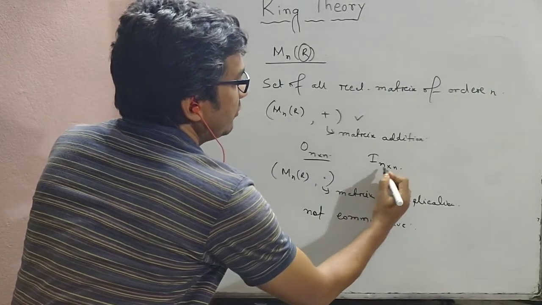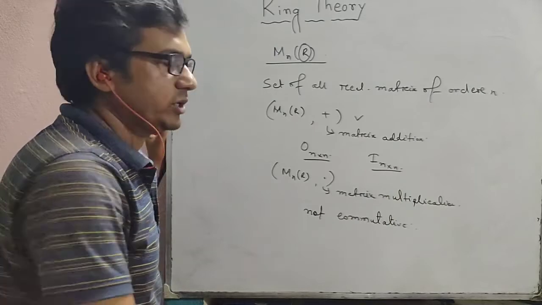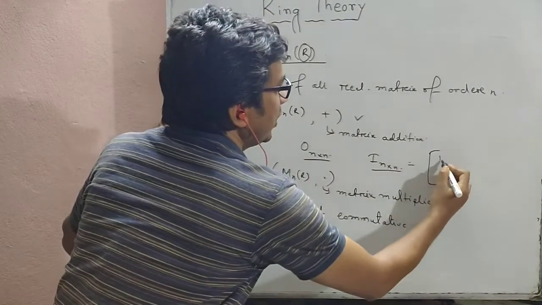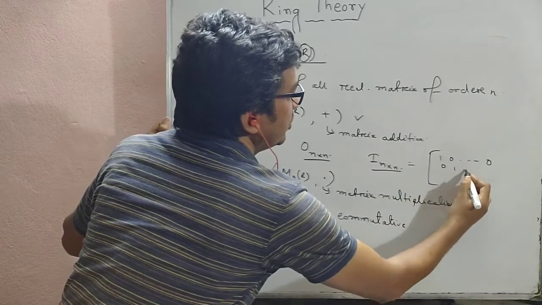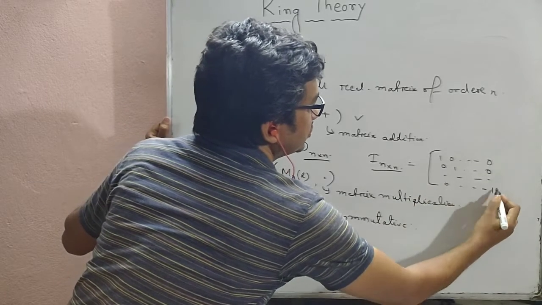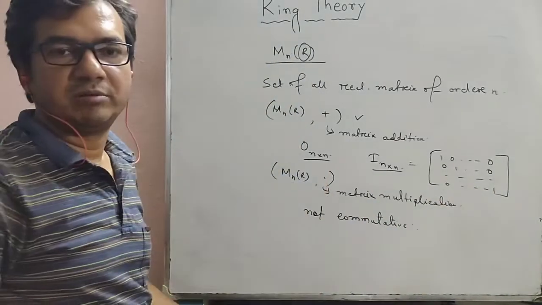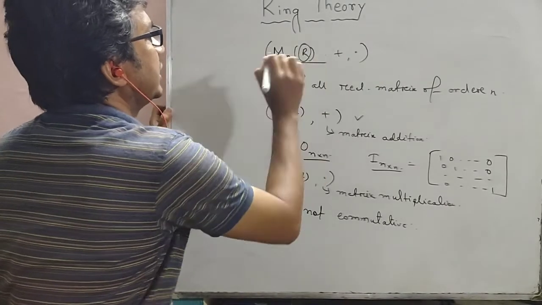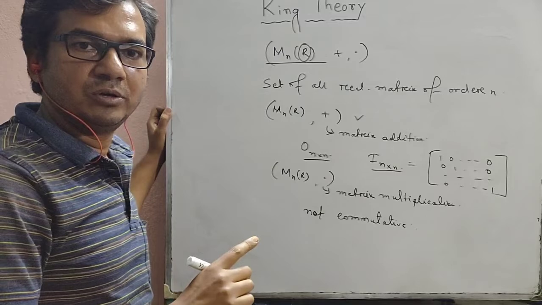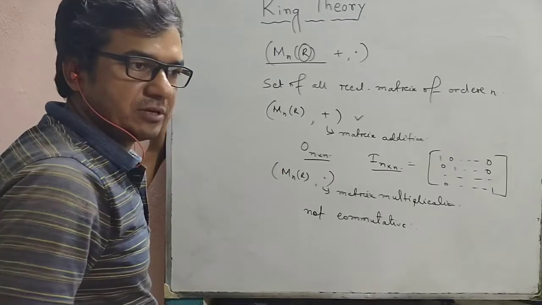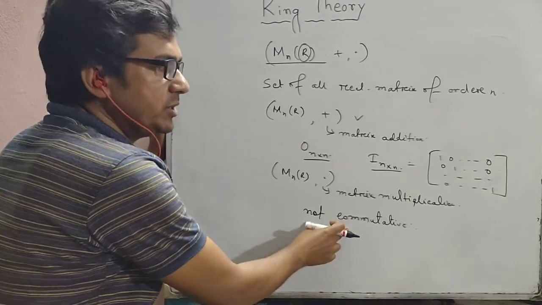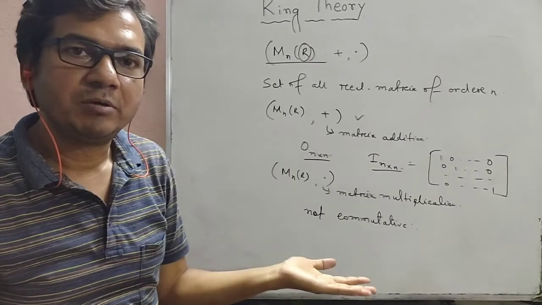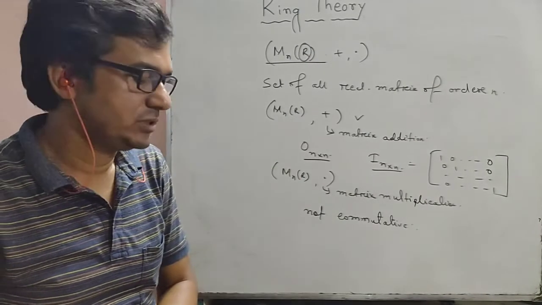The identity matrix of order n, the n cross n identity matrix, that is 1 0 0, 0 1 0, 0 0 1. This is the identity element. So M_n(R) with plus and dot is a non-commutative ring, because multiplication is not commutative, but with unity. This is an example of a non-commutative ring but with unity.